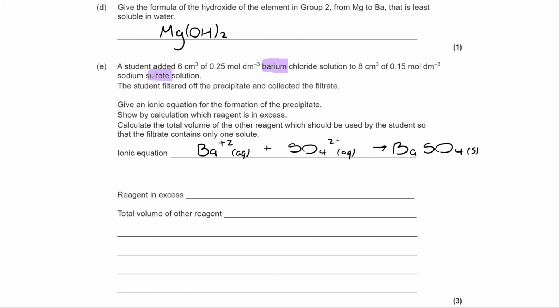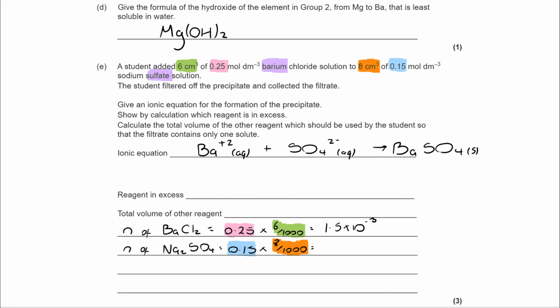Okay, now let's look at the reagent in excess. Well, I'm going to do the calculation first. I'm going to calculate my moles of BaCl2. I've colour-coded them so you can see where the numbers come from. And you'll notice I've converted my volume from cm cubed to dm cubed. That's because my concentration is in dm cubed. That gives me 1.5 × 10^-3 moles. And if I do the same for the sodium sulfate, I get 1.2 × 10^-3. So that tells me that the barium chloride is in excess.